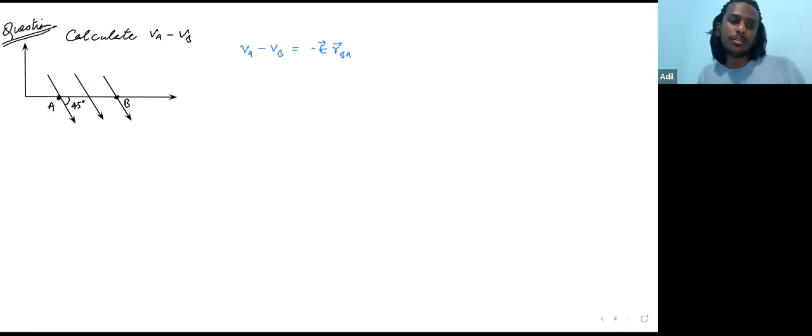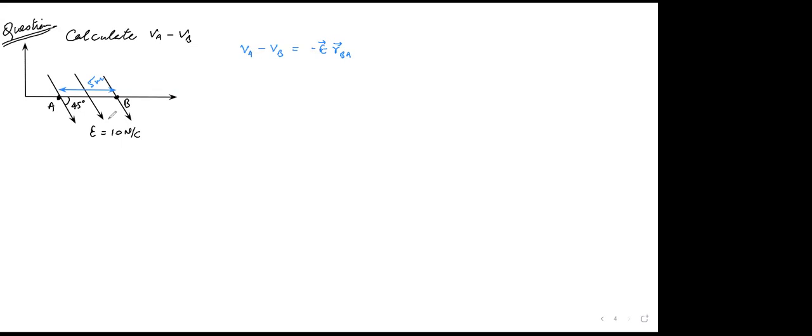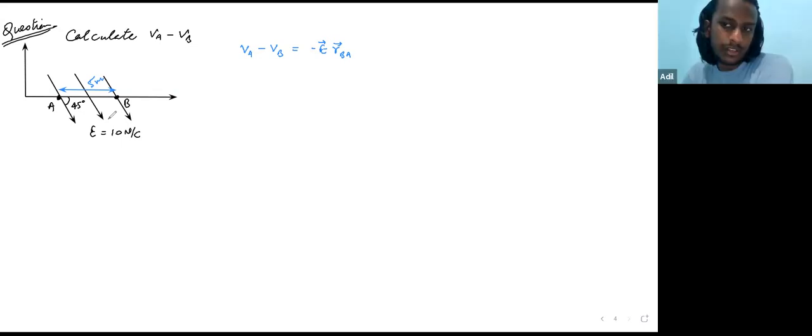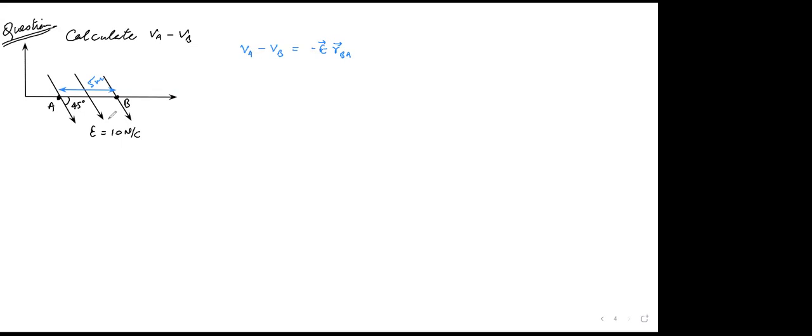Some other values are given. This is your electric field and it is 10 Newton per Coulomb. And the separation between A and B is 5 meters. Okay? All of you can solve it now. What is the potential at A?